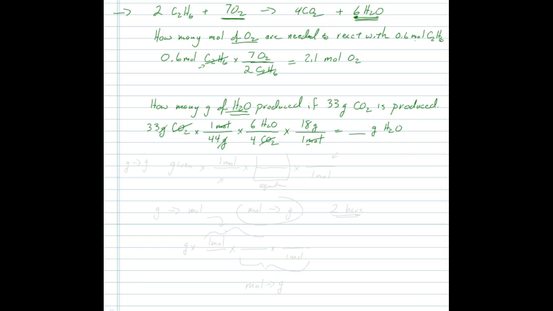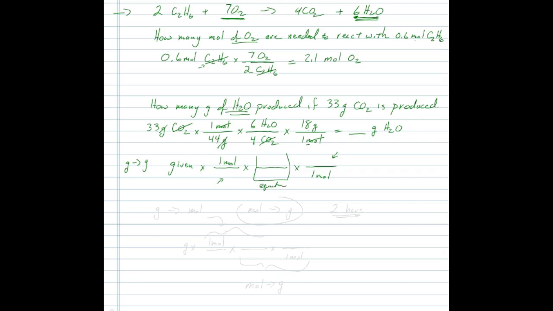If you have a gram to gram stoichiometry, you're going to have 3 fraction bars every time. You got your given. 1 mole is on the top, always. The middle comes from the coefficients of the equation, and 1 mole is on the bottom. So it's just a matter of plugging in what you are missing. This is the molar mass from the periodic table. Same thing there. This is coming from the equation.